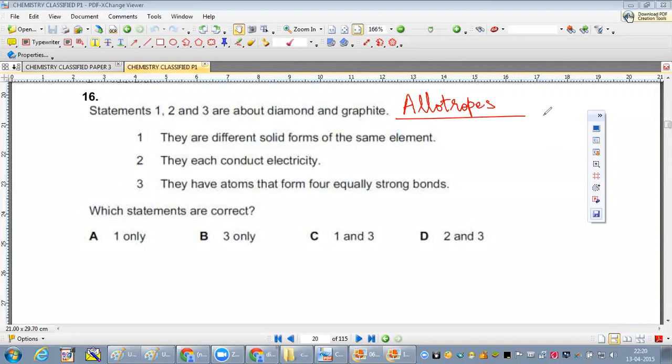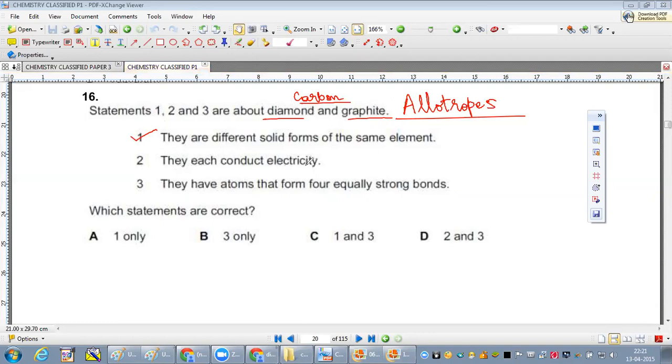Okay, allotropes are substances that have different structures. The same element is there, their structure is different, because of that their properties are different. So diamond and graphite, both of them are allotropes of carbon. The element that is present in them is carbon only. So the first point over here, they are different solid forms of the same element. Yes, this is true. As I said, it contains carbon.